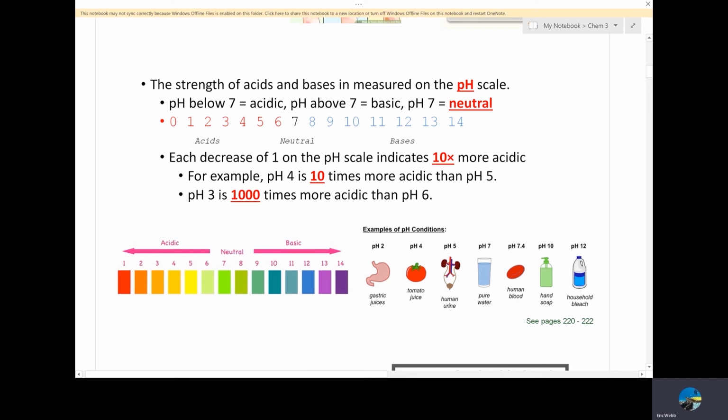On our basic side, most soaps and cleaners are more basic. So hand soap can have a pH of around 10. If you've ever done any cleaning with ammonia or bleach, those are both very basic. Also extremely corrosive. You don't want to ever touch those chemicals.